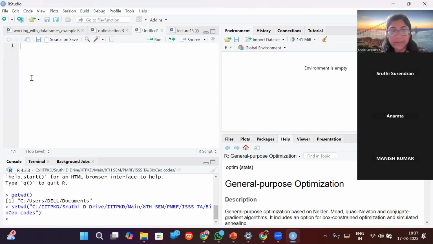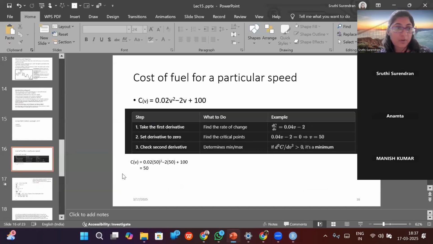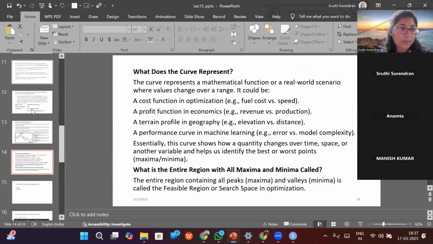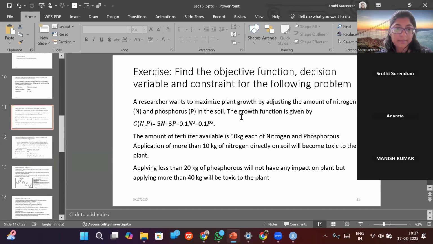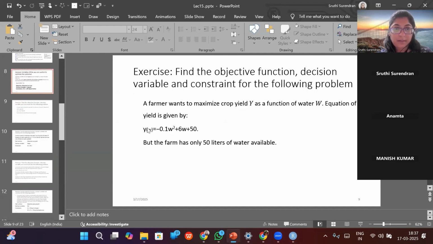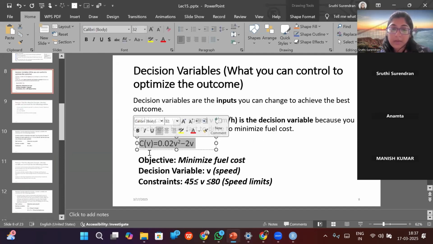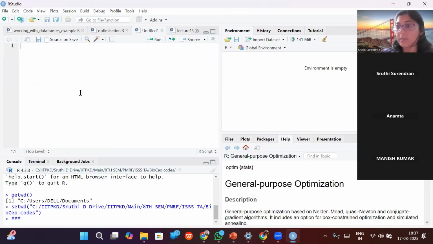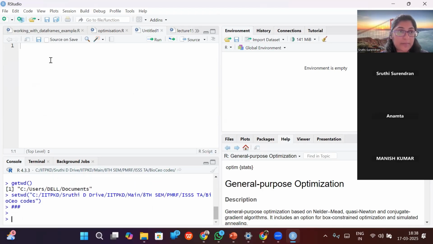Now what I'm going to do is run this same cost problem, whatever we had looked at here, in R. We are going to find the best solution: what is the best efficient speed that is going to minimize the cost? So in order to do that, first we have to define the function.